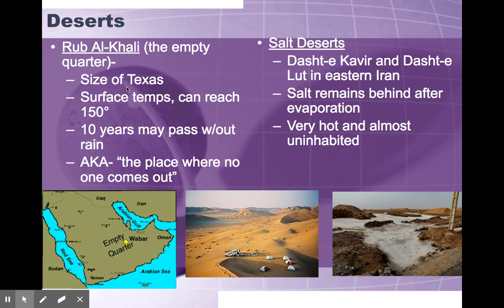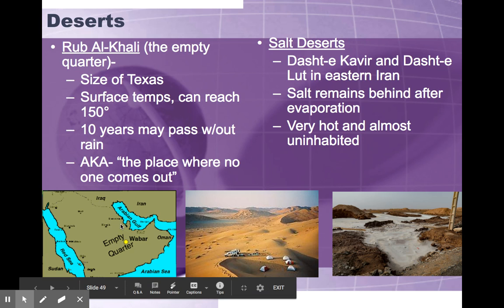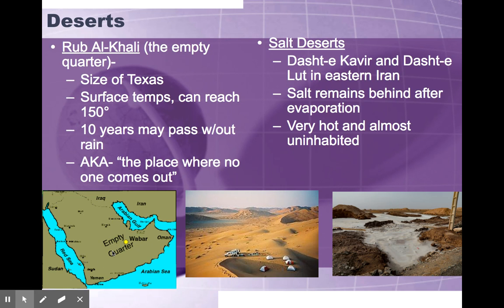And so you have desert. In fact, they have the desert here. It's called the Rub al Khali. I'm sure I'm not saying that correctly, but it's known as the Empty Quarter. It's the size of Texas. You can fit Texas inside this desert. So it's a huge desert in Saudi Arabia. Surface temperatures can reach up to 150.